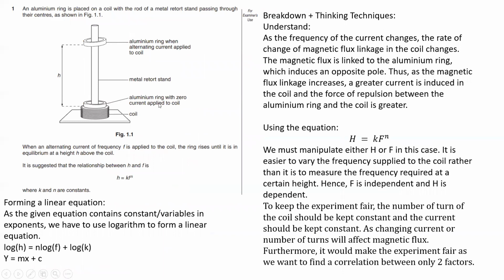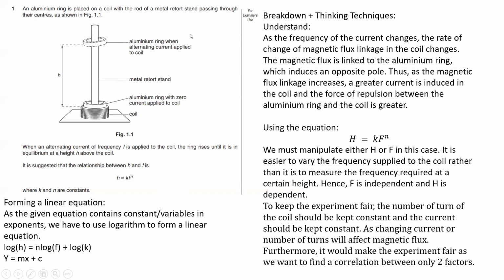As you can tell, this is basically electromagnetism. They're testing electromagnetism as theory. So as the frequency of the current changes, the rate of change of magnetic flux linkage in the coil will change, and then the magnetic flux linked to the aluminum ring will change, which induces an opposite pole. Thus, as the magnetic flux linkage increases, a greater current is induced in the coil, and the force of repulsion between the aluminum ring and the coil is greater. So again, that's basically the theory behind it.